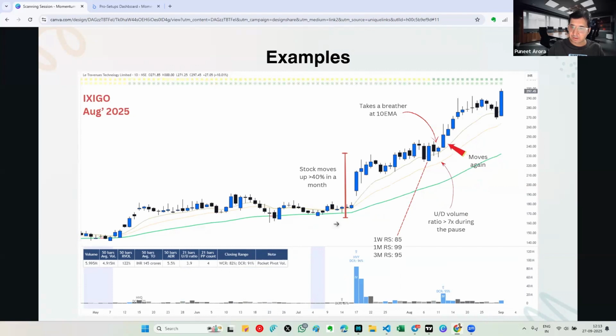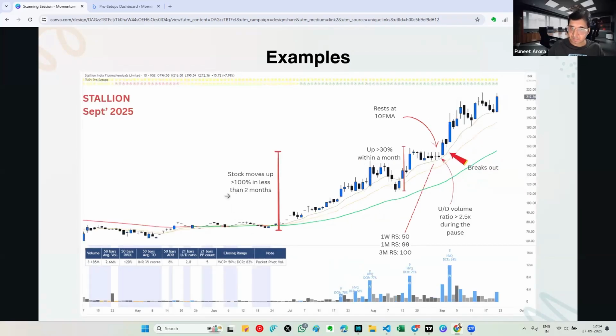Weeks ago, stock moves up 40% in a month, takes a breather at 10 EMA, up-down volume ratio of more than 7x, had a 1 month relative strength of 99, 3 month RS of 95, and then it starts to move again.